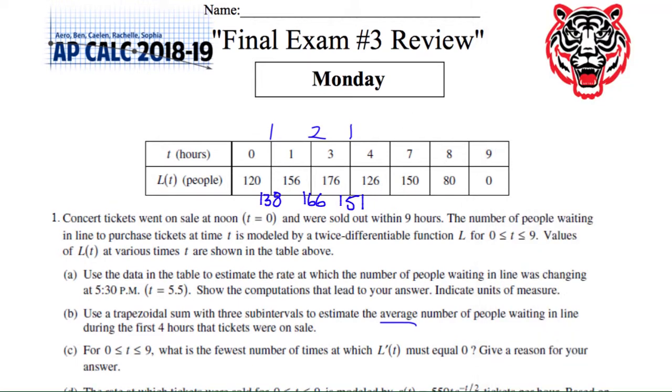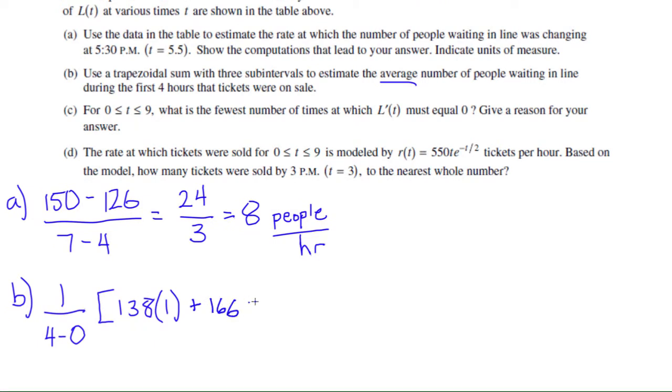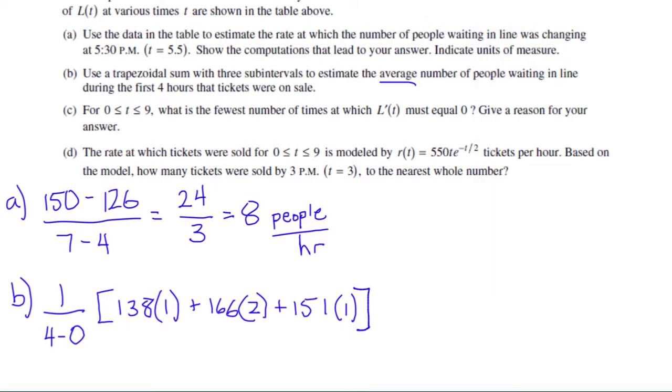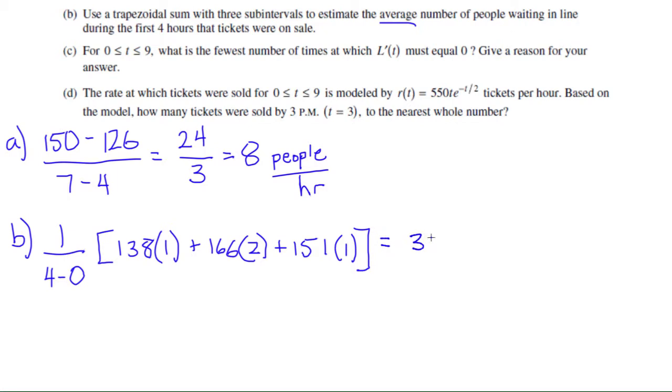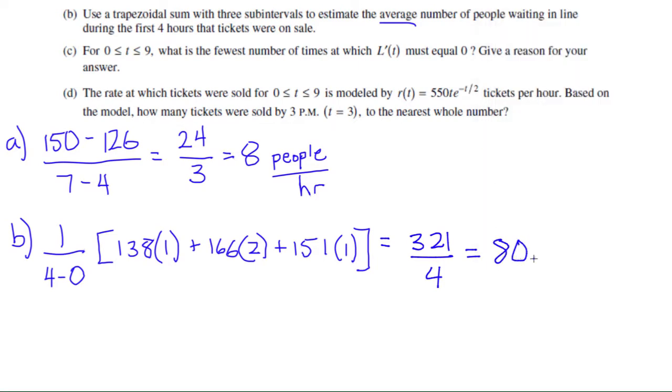Okay, cool. And then I just need 166 multiplied by 2, so plus 166 times 2, plus 151 times 1. And I guess I should use a square bracket there. Now I need to add those up. So 151 plus 166 times 2 plus 138 is equal to 321. So that is 321 divided by 4, and when I divide that by 4, I get 80.25.